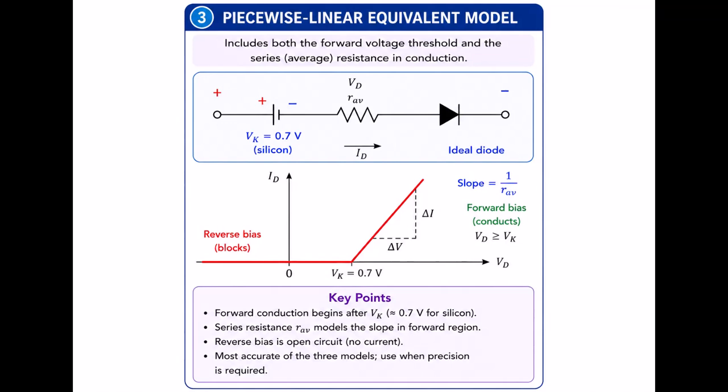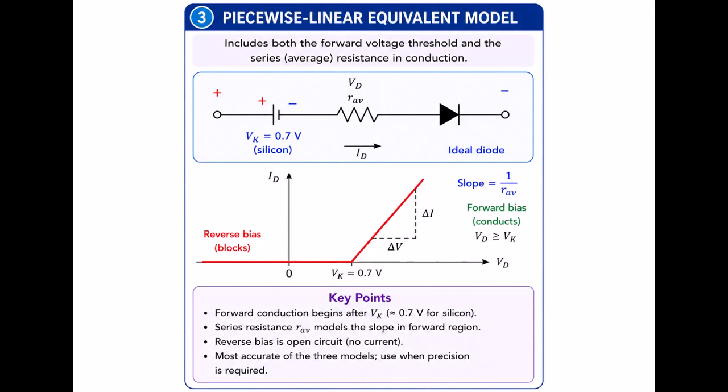In reverse bias, the diode is still treated as an open circuit, and the reverse current is assumed to be zero. In forward bias, conduction begins only after the applied voltage reaches the knee voltage. Beyond this point, the current increases as the diode voltage increases. Unlike the simplified model, the forward voltage is no longer assumed to remain exactly constant. A portion of the diode voltage appears across the series resistance. The forward diode voltage may therefore be written as the knee voltage plus the voltage drop across the average resistance.